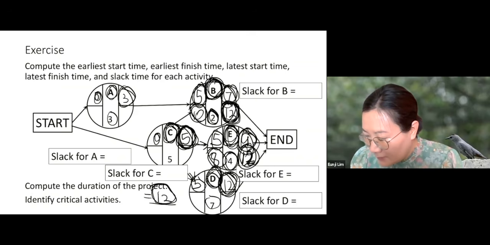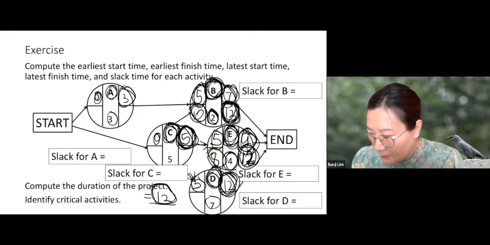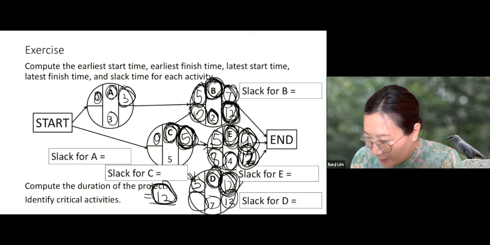Now there's one more last activity, which is D. When is the latest finish time of D? The duration is 12, so D needs to be done by 12. When is the latest start time of D? 12 minus 7, which is 5.